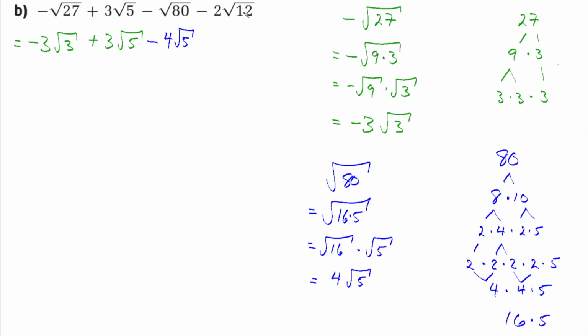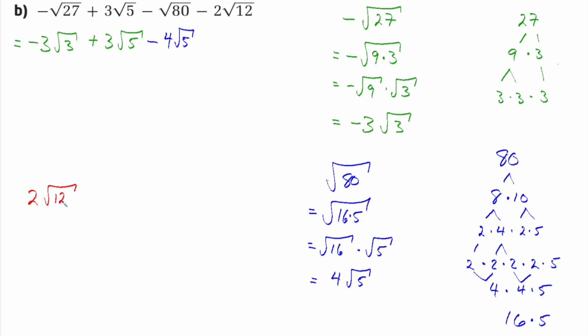And last but not least, that leaves me with 2 root 12. It also leaves me with not a lot of space, but I think I can make this work. So I'll go over here. 2 root 12, and again, I'm just going to leave the minus sign up here. It's not going anywhere.